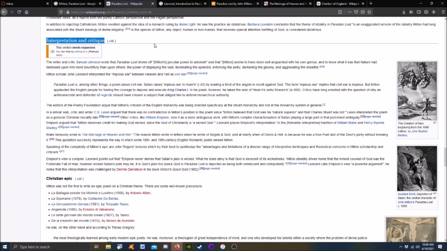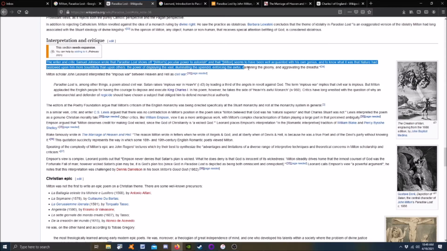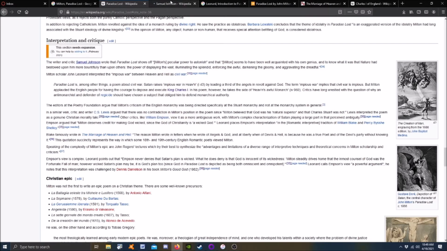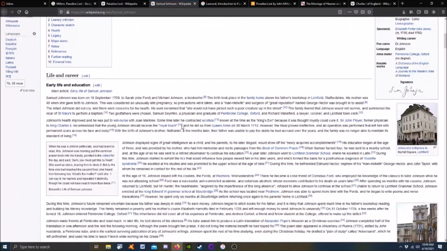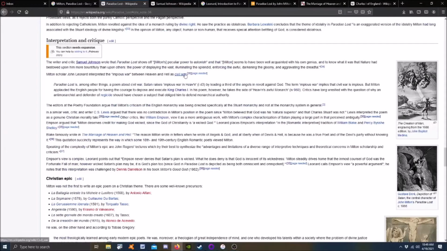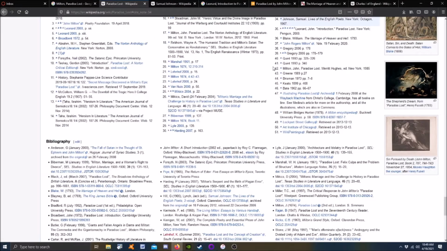The quick and dirty research process would take us right here, because here we have yet another bunch of really great links. Notice the writer and critic Samuel Johnson wrote that Paradise Lost shows off Milton's peculiar power to astonish, and that Milton seems to have been well acquainted with his own genius, and to know that it was that nature had bestowed upon him more bountifully than others the power of displaying the vast, illuminating the splendid, enforcing the awful, darkening the gloomy, and aggravating the dreadful. So we have another author, Samuel Johnson, so we can look him up and see what specifically he wrote about Paradise Lost. We also have this great little citation: Johnson, Samuel, Lives of the English Poets, and we even have the book reference, New York, Octagon, 1967.